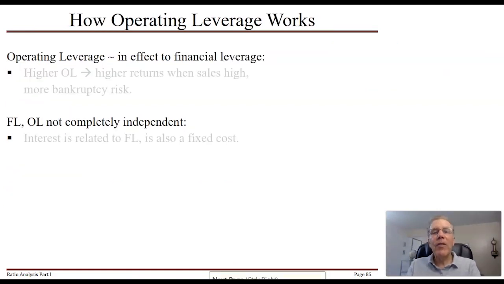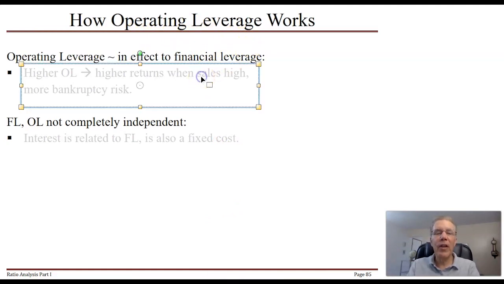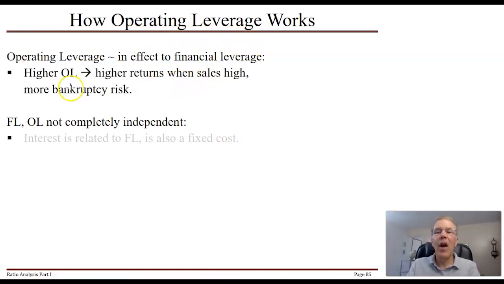So operating leverage works in a way that's very similar to financial leverage, in the sense that when we have higher operating leverage, we're going to have higher returns when sales are high and more bankruptcy risk. Financial leverage and operating leverage are not going to be completely independent, and interest, for example, is clearly related to financial leverage, but it's also a fixed cost.